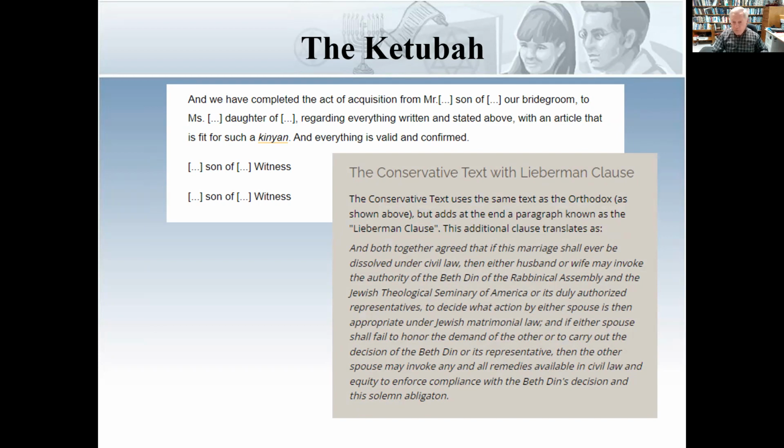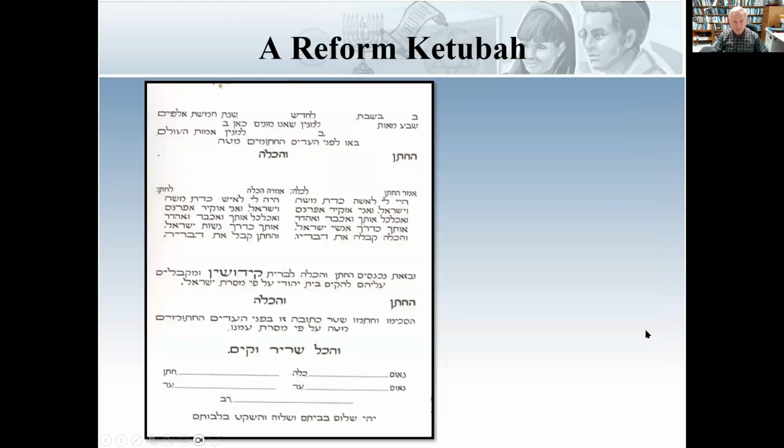So the conservative movement solved this problem with something called the Lieberman Clause, which basically says the groom agrees to grant her a religious divorce if they have a civil divorce.